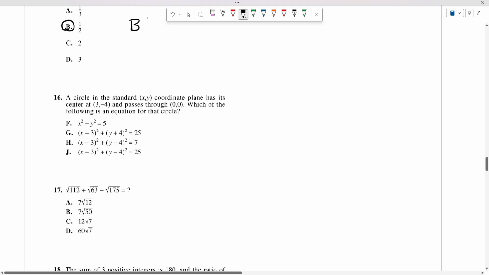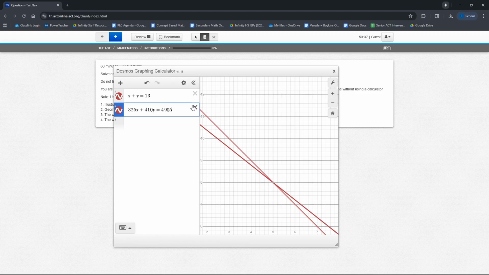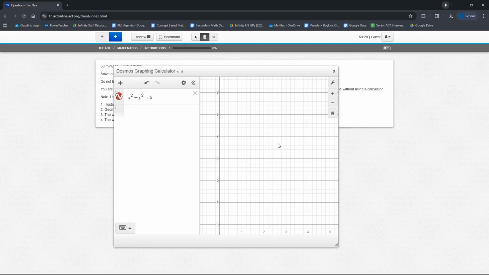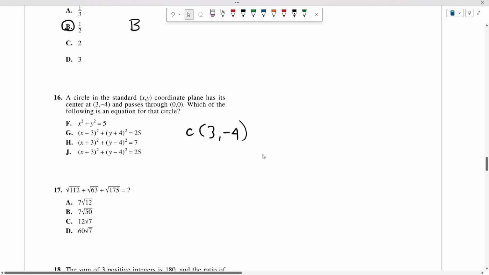Number 16, a circle in the xy coordinate plane has its center at 3, -4. So center is at 3, -4, and it passes through 0, 0. Okay, which of the following is an equation? So what I'm going to do is put each of these equations into Desmos, if I don't turn my brain off, and just see which one has its center at 3, -4 and passes through the origin. Okay, so let's graph x squared plus y squared equals 5. And let's see what we have. Our circle's center is at the origin, not 3, -4. That one's wrong.